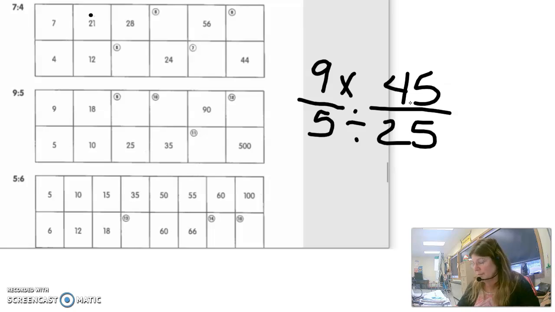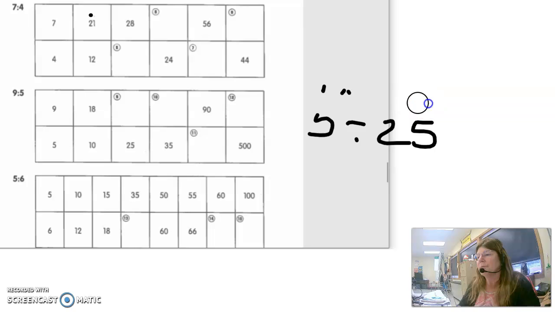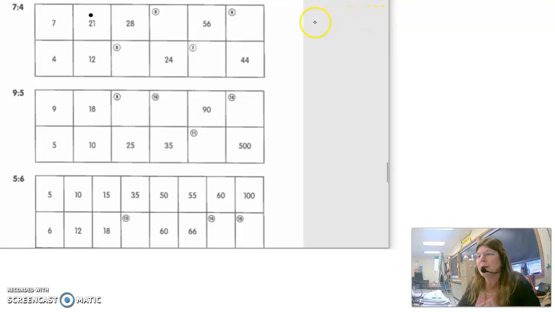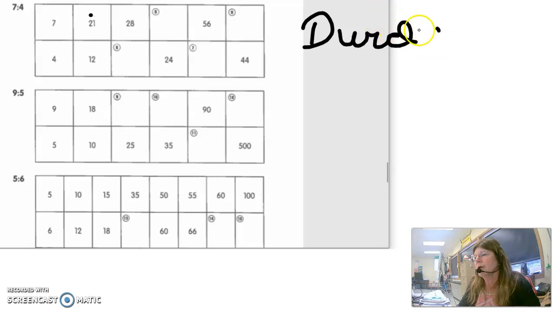Just doing it a little bit different each time. I hope that's not confusing. The biggest thing to remember is divide first. You might want to write that down on a piece of paper. Divide first. Divide and then multiply.